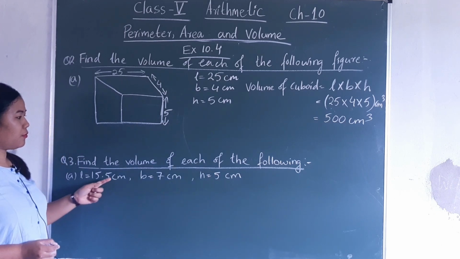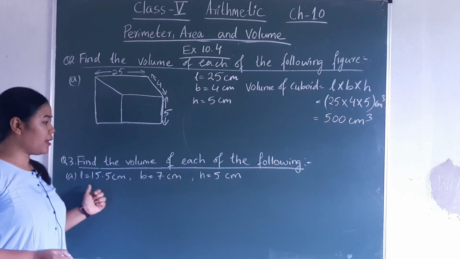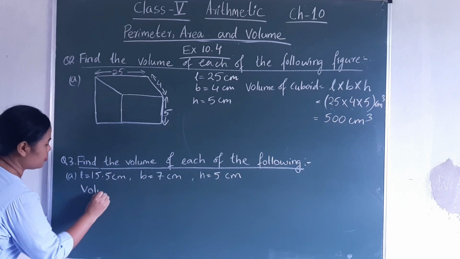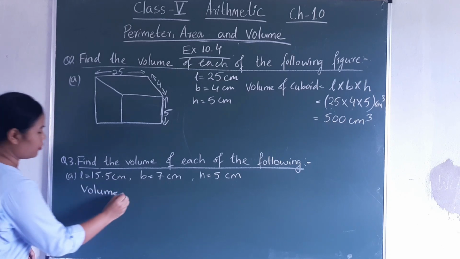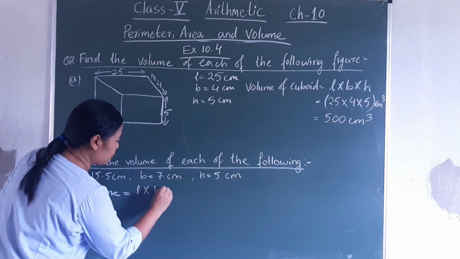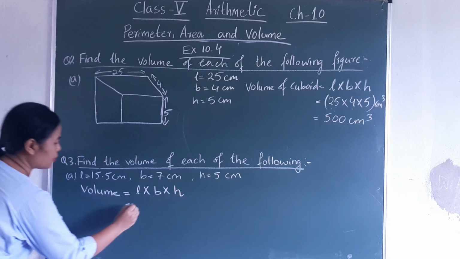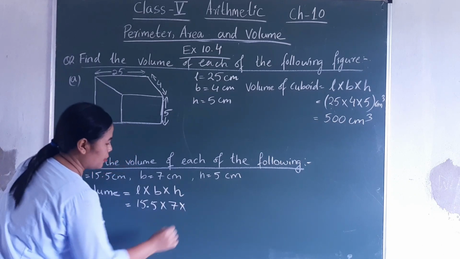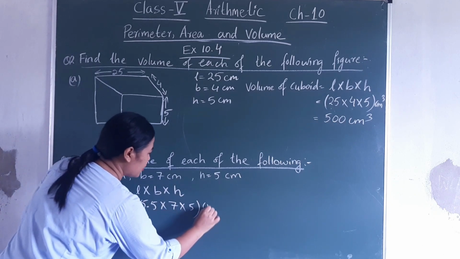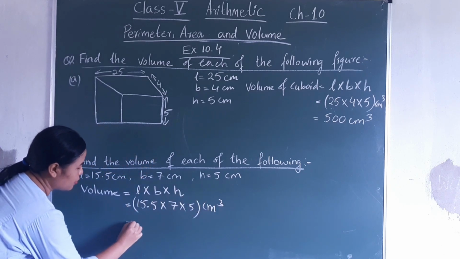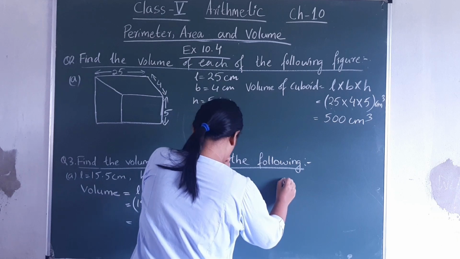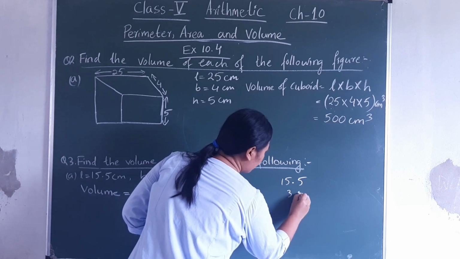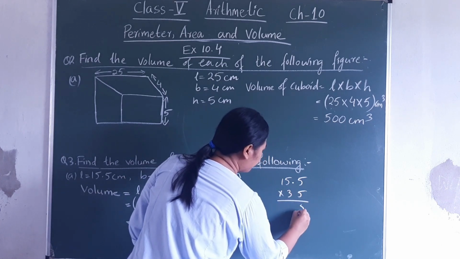Next, find the volume of each of the following. Here length, breadth and height is given. So volume is equal to length into breadth into height, 15.5 multiplied by 7 into 5 centimeter cube. So multiply 15.5 and 7 5 is 35. So you multiply these two.